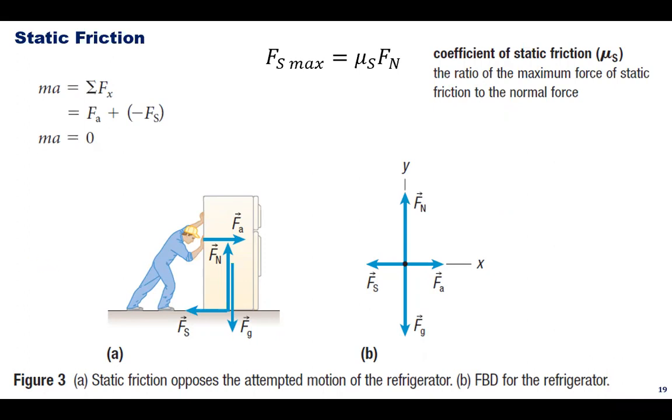So here, let's revisit the concept of coefficient of static friction. The coefficient of static friction, mu s, is actually the ratio of the maximum force of static friction to the normal force. So you need to be careful with the concept here. Mu s means a ratio of the maximum force of static friction to the normal force, okay? That's a little different than the coefficient of kinetic friction.